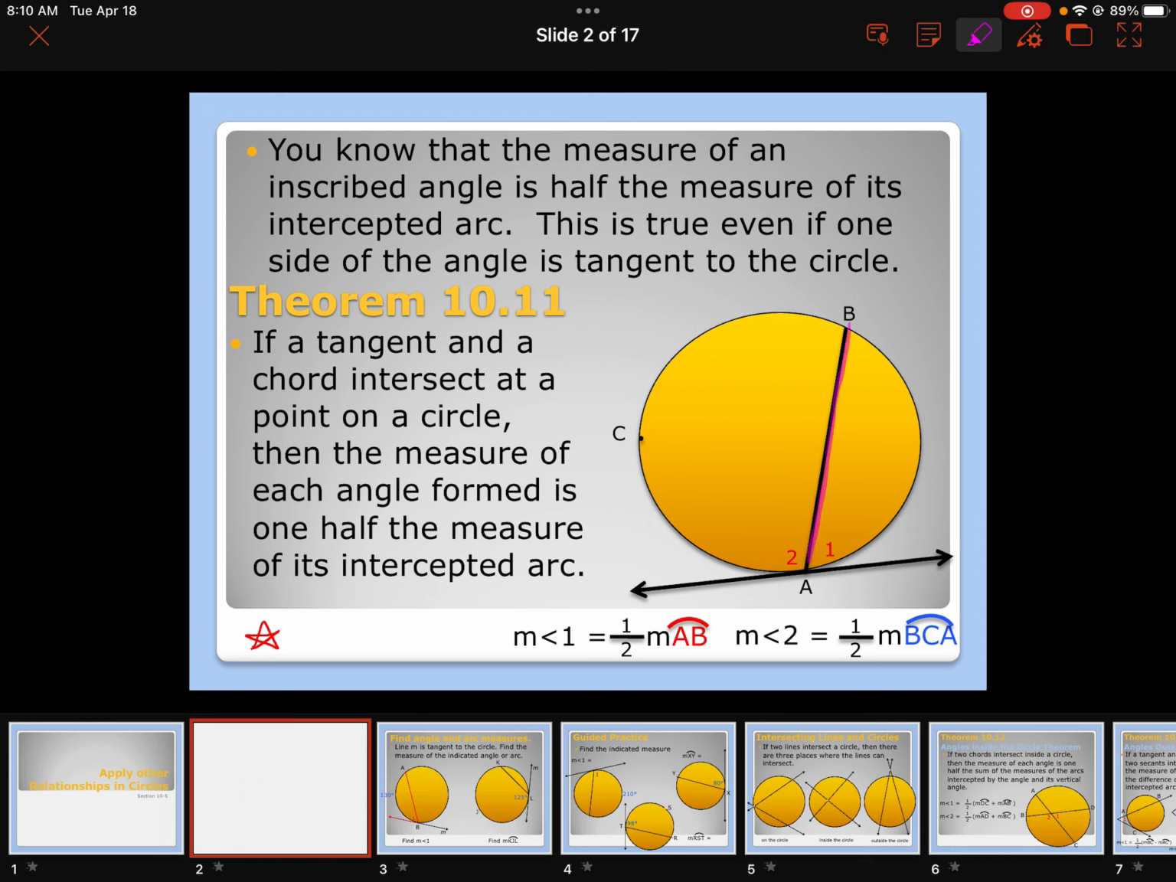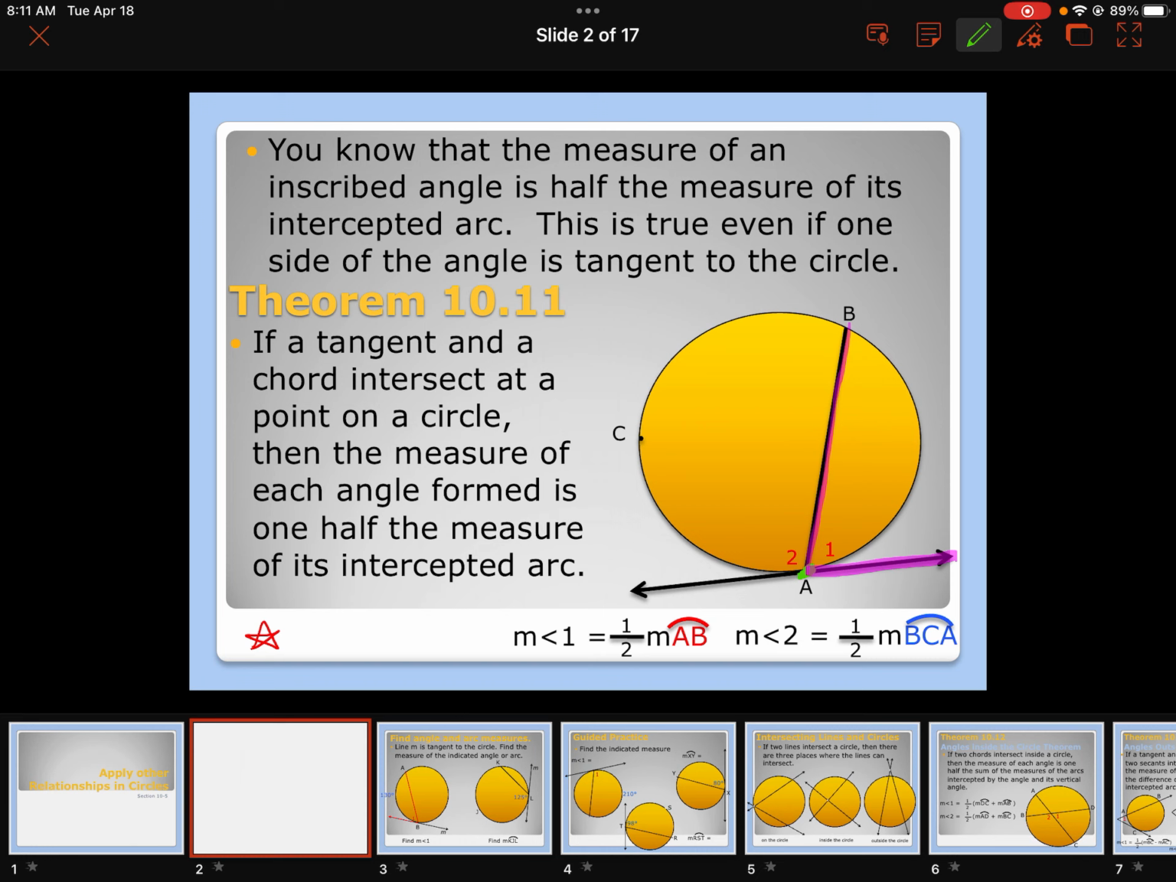this chord and this tangent ray also make an inscribed angle. Notice how the vertex of this inscribed angle is on the circle. That's what an inscribed angle is. So even if it's made with a tangent and a chord, it's still considered an inscribed angle.